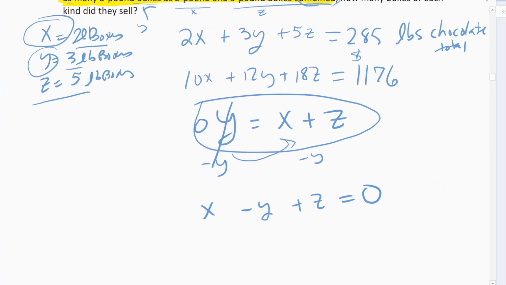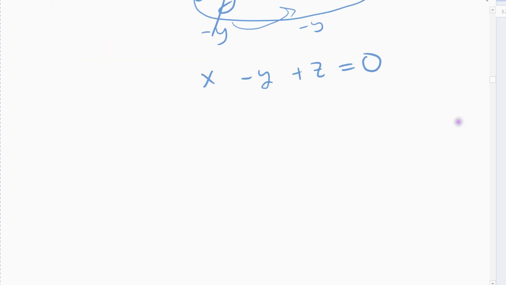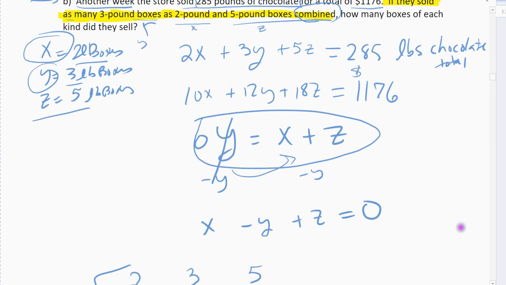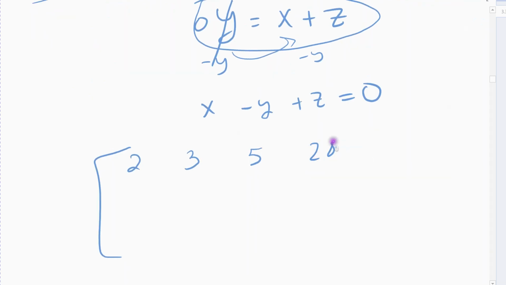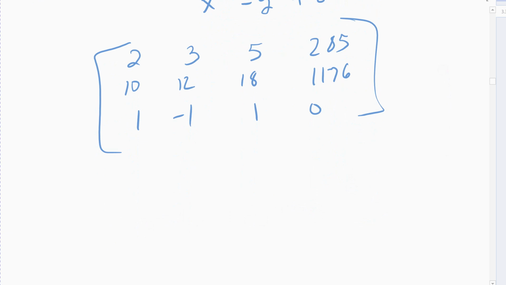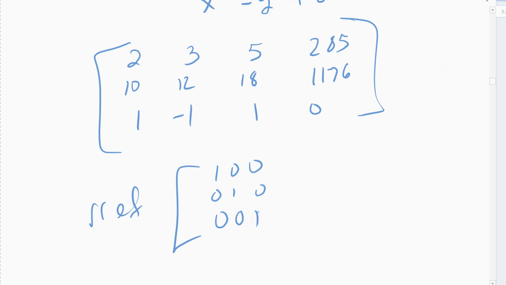That's the hard part. Now that I've got it all set up, I'm ready to plug it into the calculator and let the calculator solve it for me. All right, so plugging it in the calculator, up top it's 285, 10, 12, 18, 1,176, and then 1, negative 1, 1, 0 for the last line. And then RREF, row reduce it. I should get my nice one solution. All of these will come out. We always make sure they come out as nice one-solution cases.